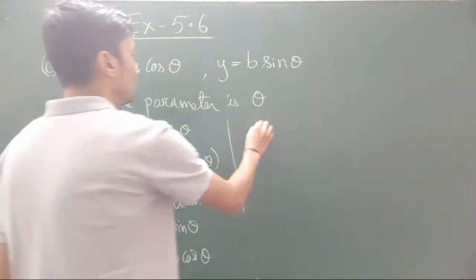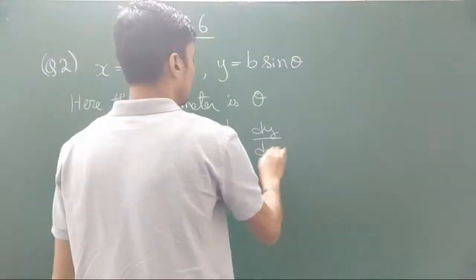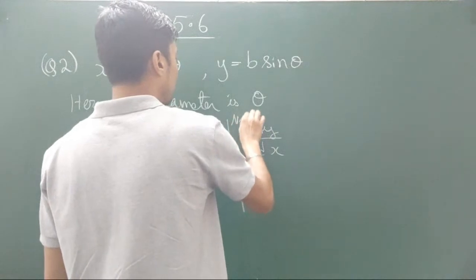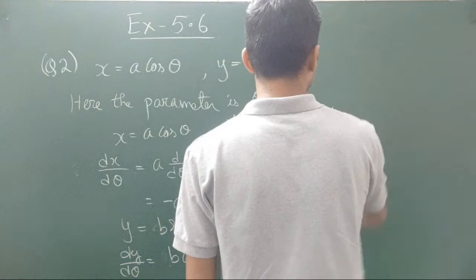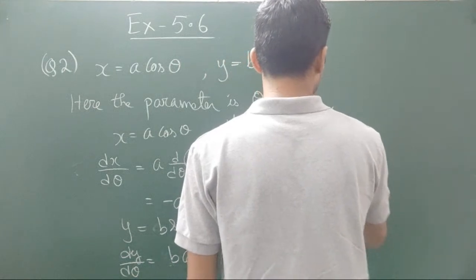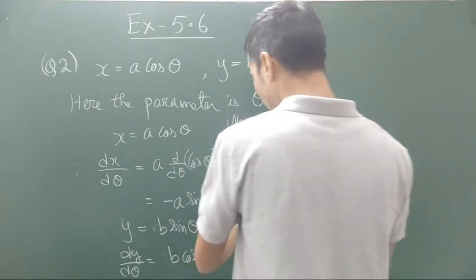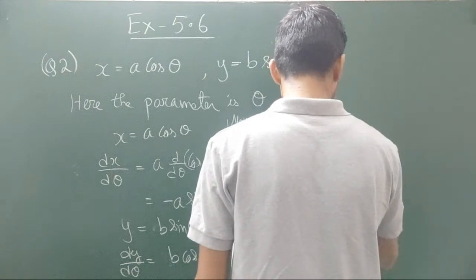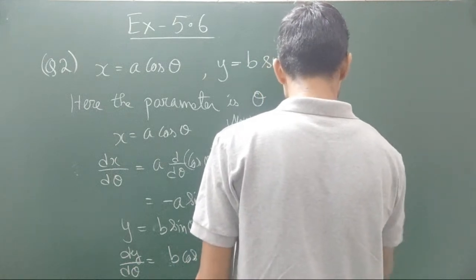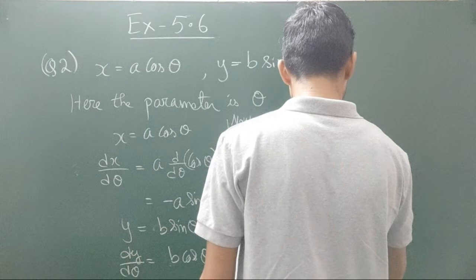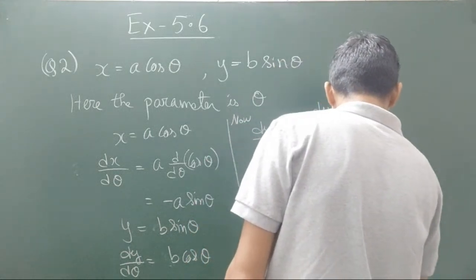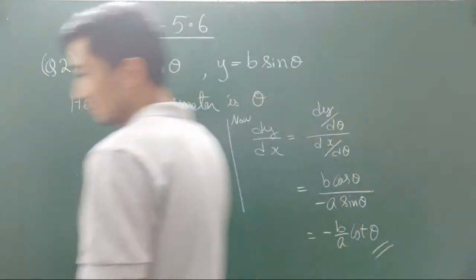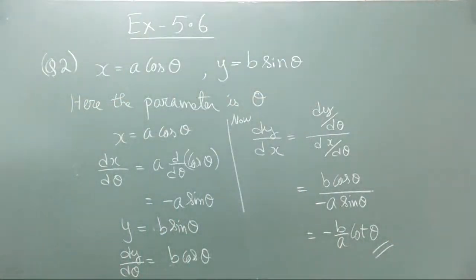So now dy by dx can be written as dy upon d theta divided by dx upon d theta. So dy by dx is b cos theta upon minus a sin theta. In short, minus b by a cot theta. So that's just a simple question for us.